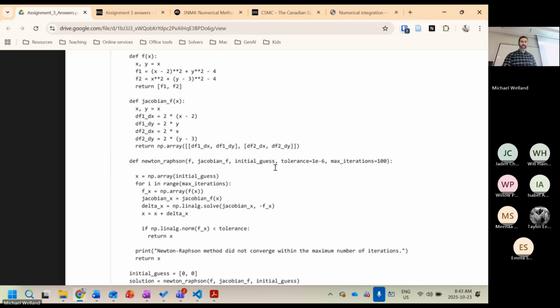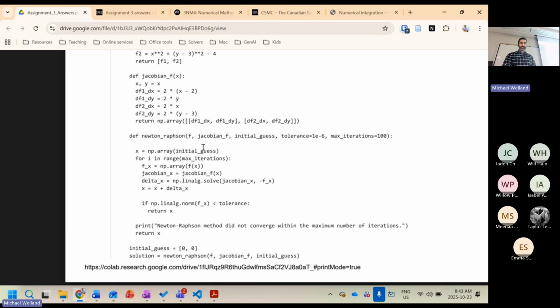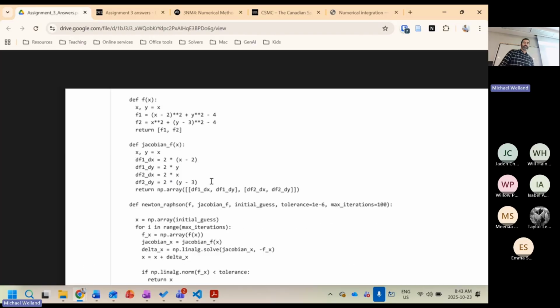But anyway, Newton-Raphson. You give it your initial guess, and then you enter your loop. You set your Jacobian, and then you do your linear solve. This is where all the magic happens. Everything goes in there. Is this a dense linear system or a sparse one?